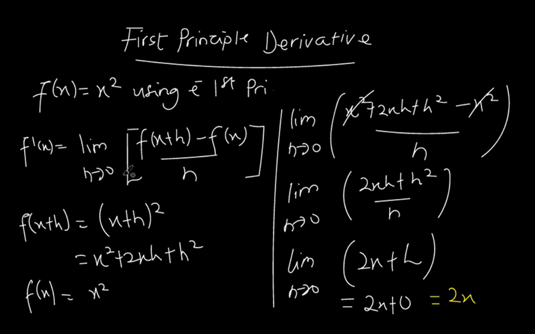So the limit of the function x squared as h approaches 0, the value that we will get when h is approaching 0 is 2x. And that is what the first principle of derivative, or the differentiation of a function, normally helps us to find. So let's have a look at another example.